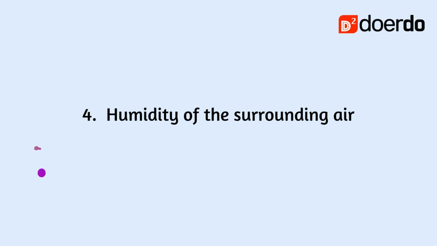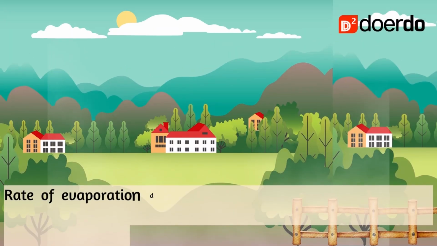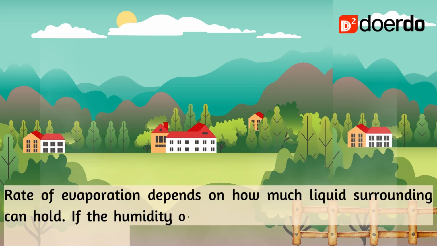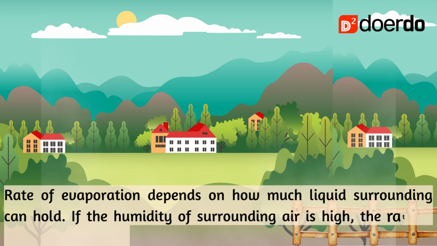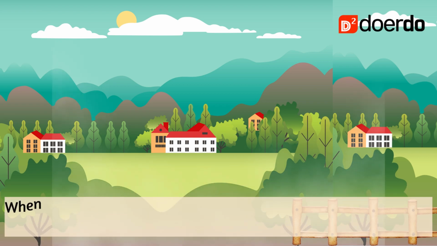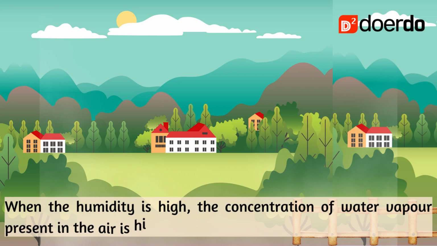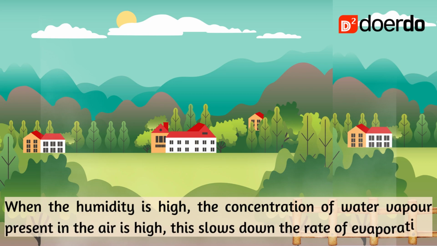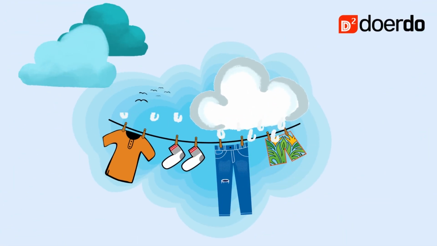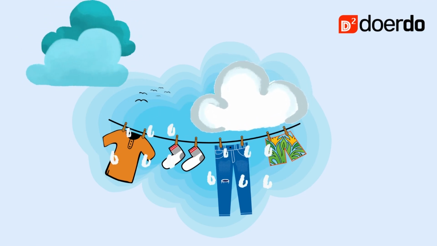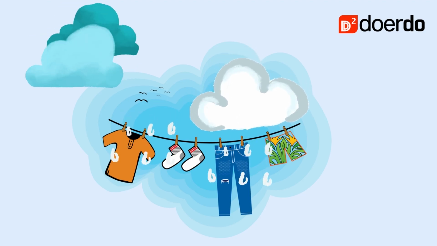Humidity of the surrounding air also affects the rate of evaporation, as the rate of evaporation depends on how much vapor the surroundings can hold. If the humidity of the surrounding air is high, the rate of evaporation is low. When the humidity is high, the concentration of water vapor present in the air is high. This slows down the rate of evaporation. One of the best examples is that on rainy days, it is difficult to dry our clothes due to the excessive humidity in the air.